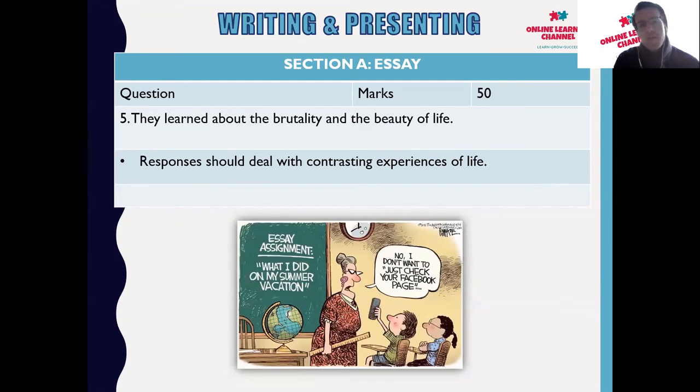Okay, number 5, they learned about the brutality and the beauty of life. Okay, so now when it comes to they, again, you would have to just elaborate on who exactly they refer to. And when it comes to your actual item, it should focus on responding to the idea that responses should deal with contrasting experiences of life.